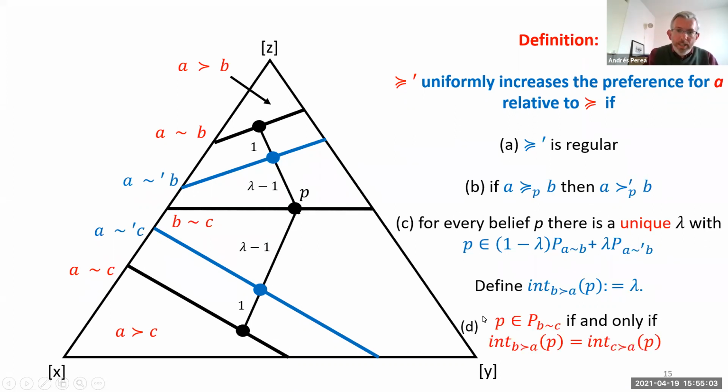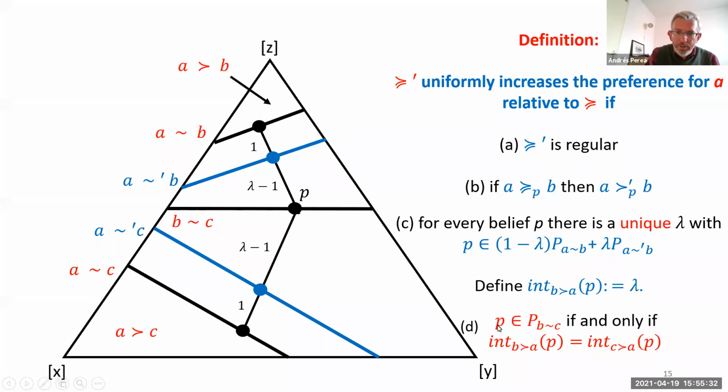And now the crucial condition here is this one. By the way, condition C, the geometric interpretation of this condition is that in the new conditional preference relation, the set of beliefs where you are indifferent between A and B should be parallel to the set of beliefs where you were indifferent between A and B in the original conditional preference relation. So there should always be a parallel shift of the indifference sets.